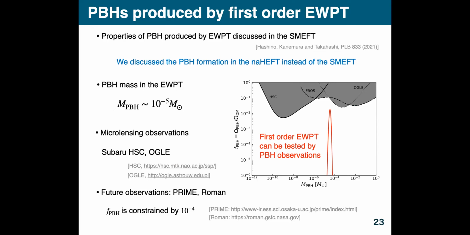Strictly speaking, we can produce primordial black holes with around a solar mass. For example, if the QCD phase transition is first order, then it predicts that the primordial black hole mass is around the solar mass.